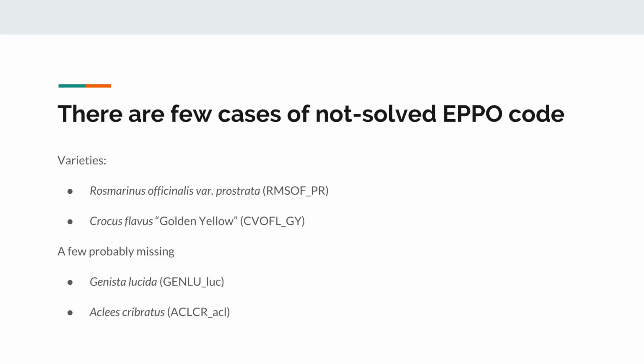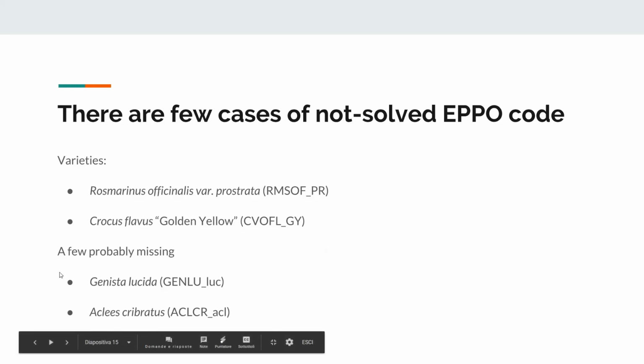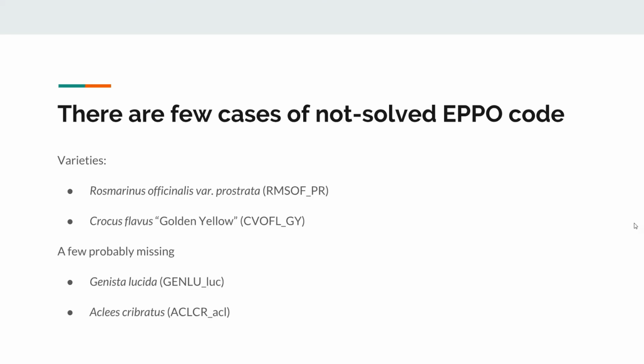So we had a few things that we were not able to solve. Sometimes inspectors want to work on varieties. This has already been raised before, and so at the moment we are extending the EPPO code with more letters. Also, sometimes when we do not find some species in the database, like Genista lucida and Aglais crispatus, we create our own EPPO code, but in a way that is clearly not an official one. In the future, if this is updated, we will correct our internal code.